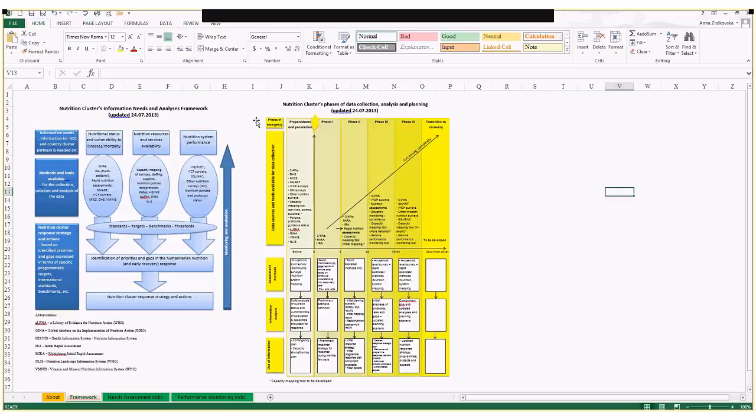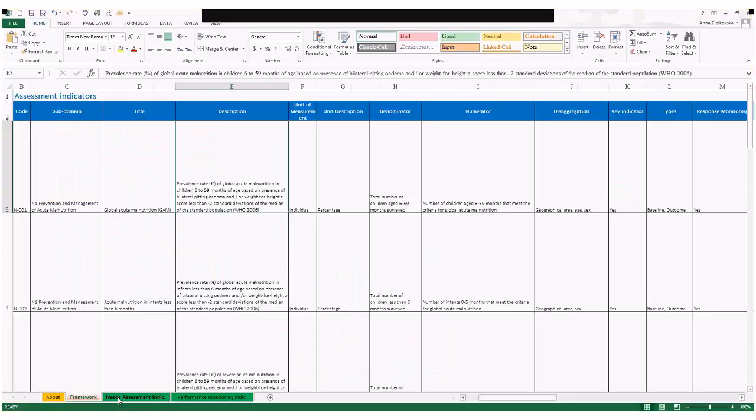The third set of information needs is nutrition system performance indicators, which is what you normally measure through your monthly reporting. For example, admissions, recovery, and so on. So in the indicators registry, we provide you with the suggested indicators for the nutritional status, which is normally outcome indicators for the HRP, and nutrition system performance, which is normally output indicators for HRP. Now I will show you the indicators.